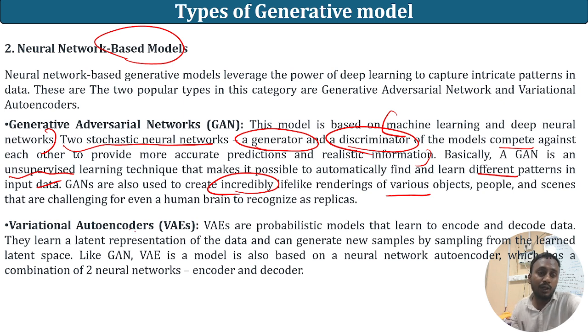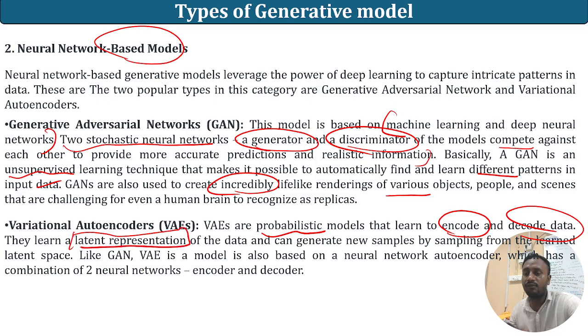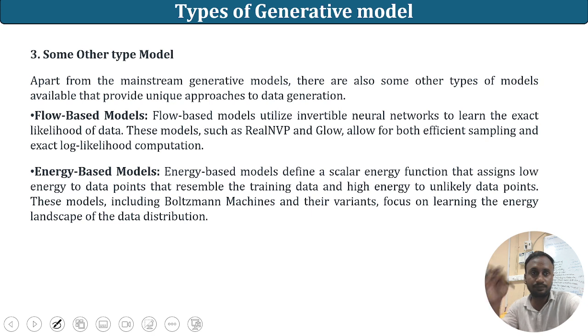Then one more is the variational autoencoder. It's a probabilistic model that learns to encode and decode the data and learns a latent representation, like creating a virtual feature space, and can then generate new samples from the learned latent space. The VAE is also based upon neural networks, with a combination of two neural networks, an encoder and a decoder, similar to the generator and discriminator.